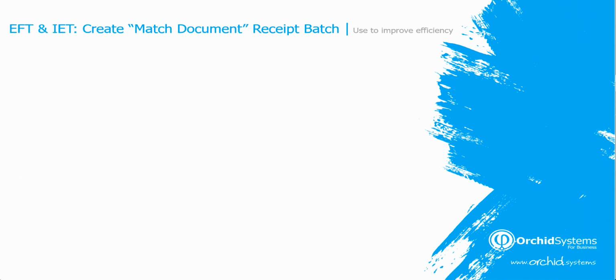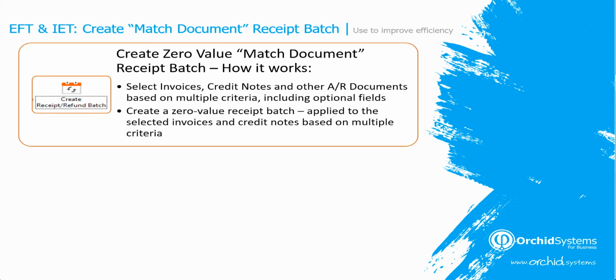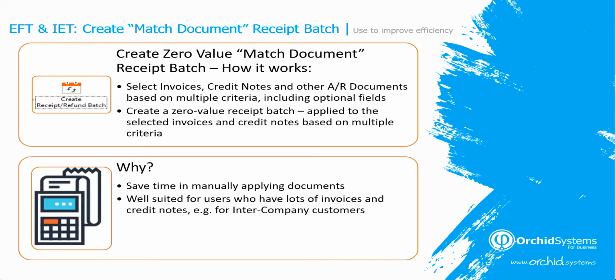We're now going to look at using Create Receipt Refund Batch to match documents. How it works is it allows you to select invoices and credit notes which are unapplied and other accounts receivable documents which are unapplied, and apply them together based on multiple criteria, including optional fields. It creates a zero-value receipt batch with the documents applied to each other. This saves time in manually applying documents, and it's well suited for users who have lots of invoices and credit notes which are entered unapplied to the associated transactions.